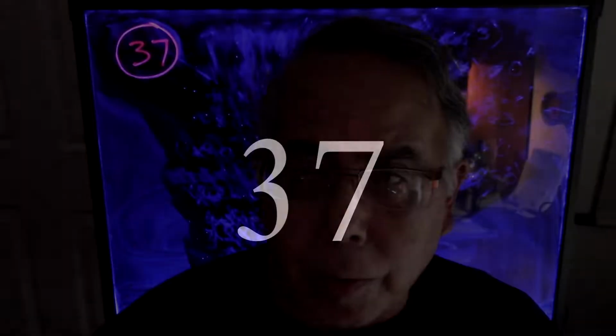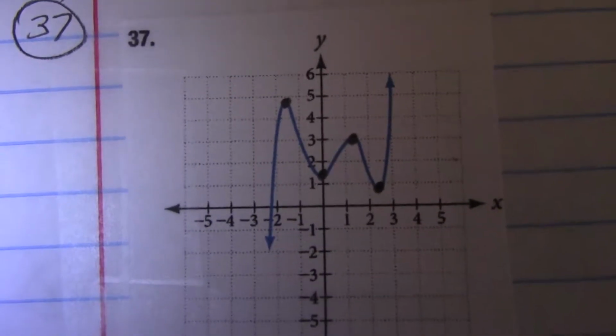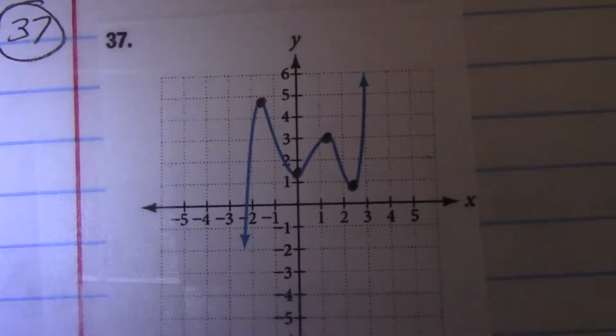Here's our graph, and we got 1, 2, 3, 4 turning points. So the polynomial must have at least degree 5.